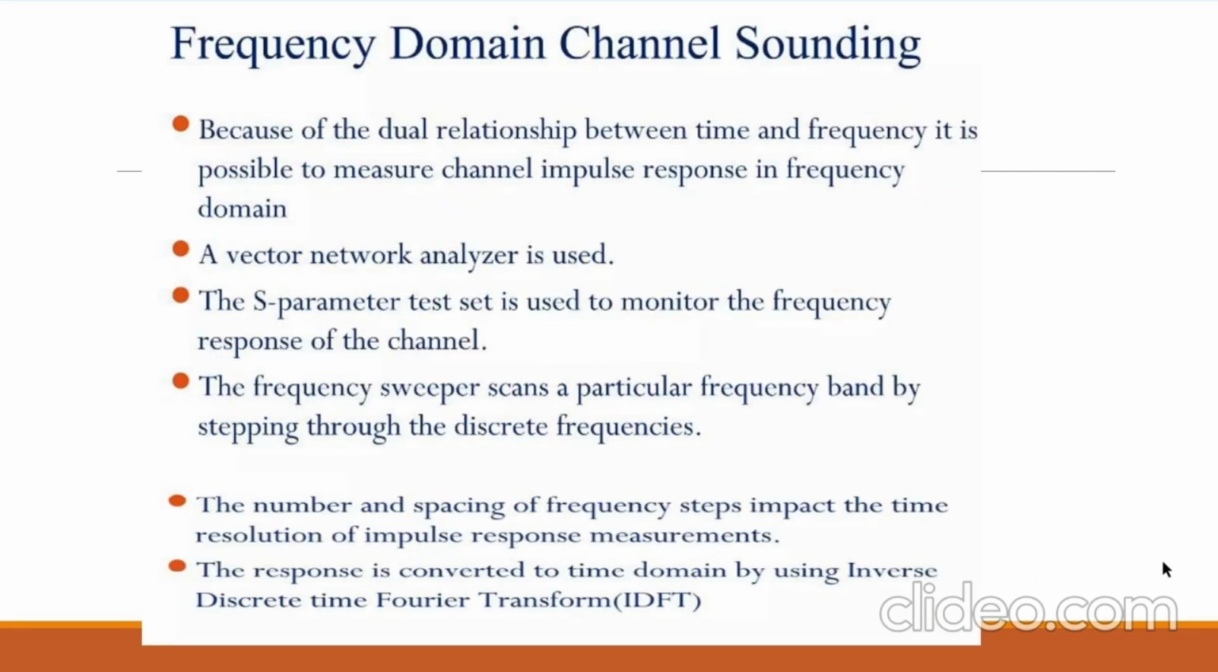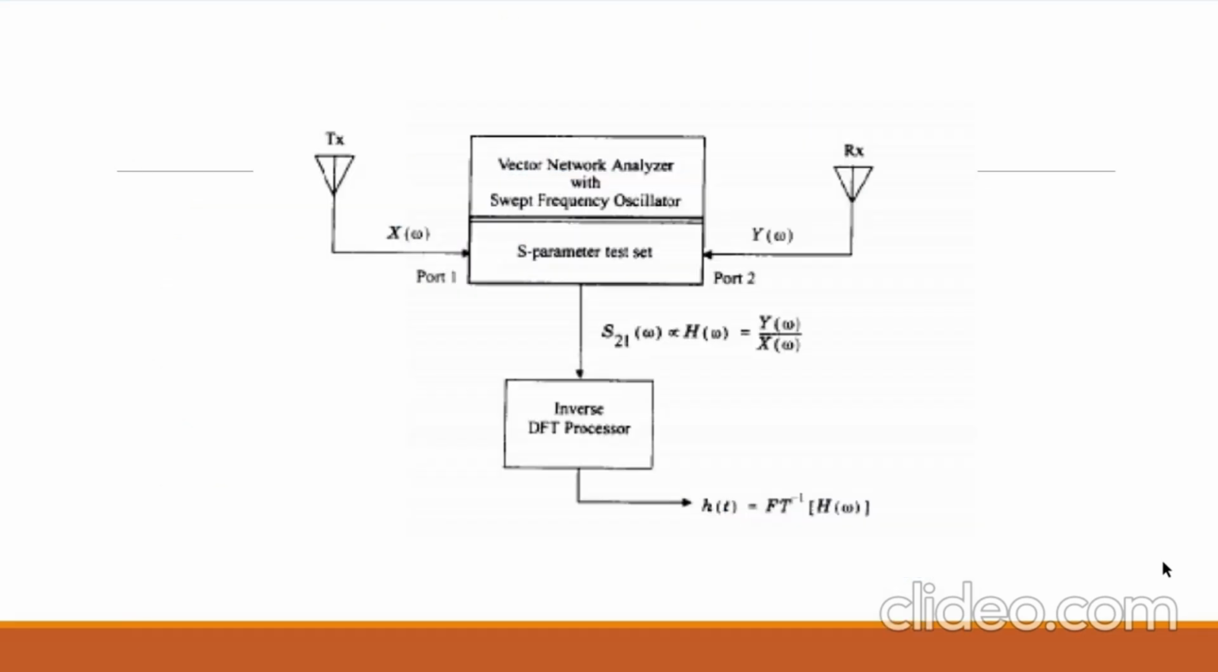The last method is frequency domain channel sounding. This is the representation of frequency domain channel sounding technique, where the transmitted signal is given to an equipment called vector network analyzer with swept frequency oscillator. By using this VNA, S parameters can be analyzed, having two ports. So we can analyze four different S parameters, namely S11, S12, S21, and S22.